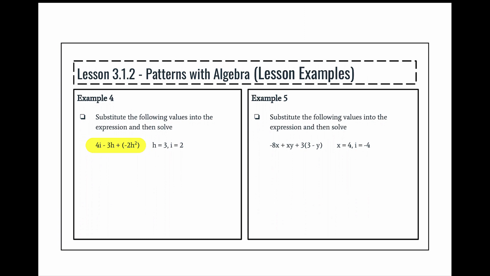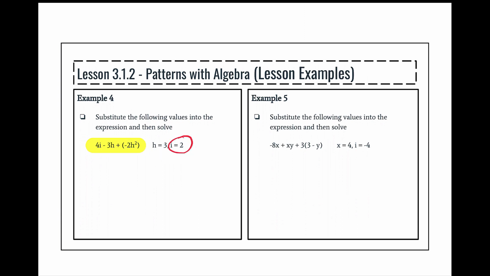For this to be an equation, it would say something like 4i minus 3h plus negative 2h squared equals 18. Okay, now if it says equals a value, then it is an equation, but if there is no equal sign in there, we just call it an expression. So for substitution, all you're going to do is take the value for i, which is 2, and the value for h, which is 3, and substitute them into those positions.